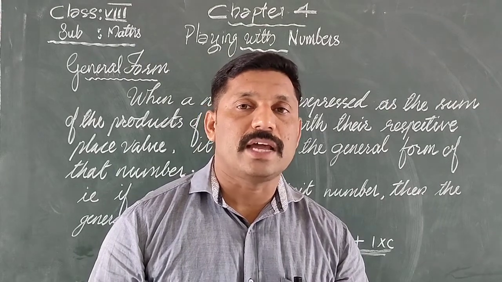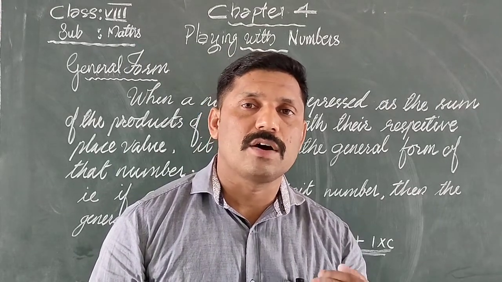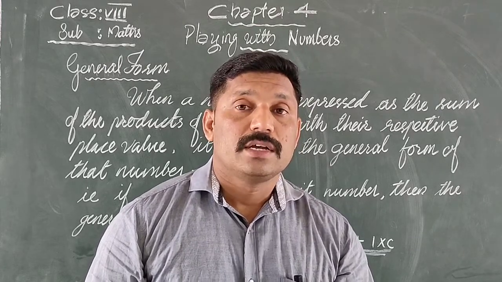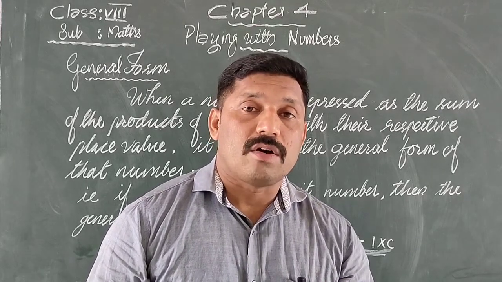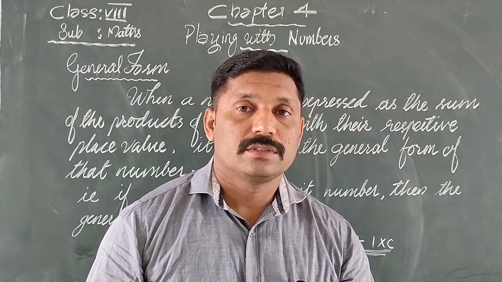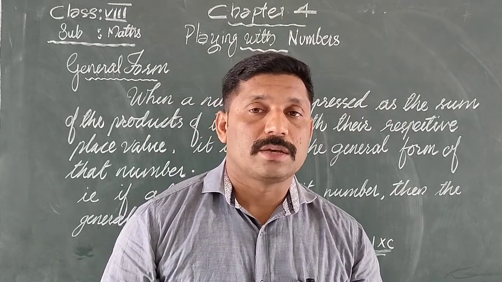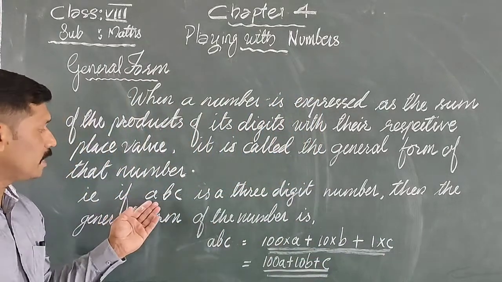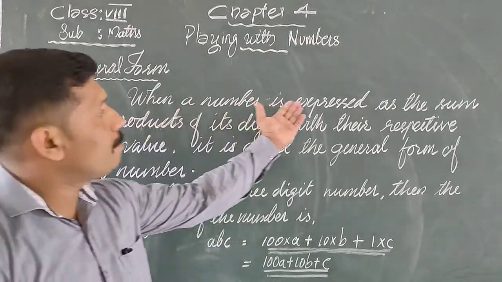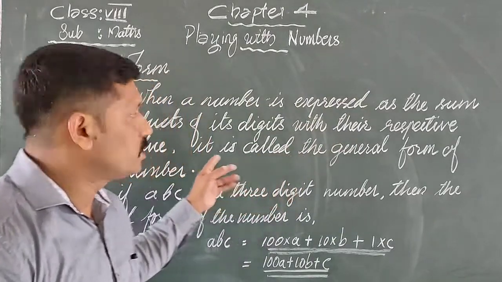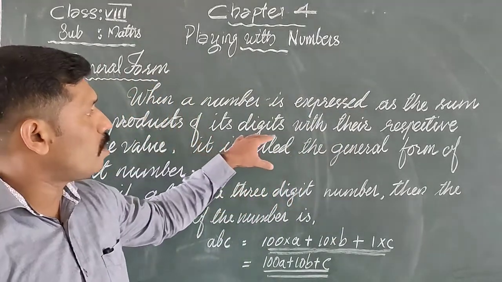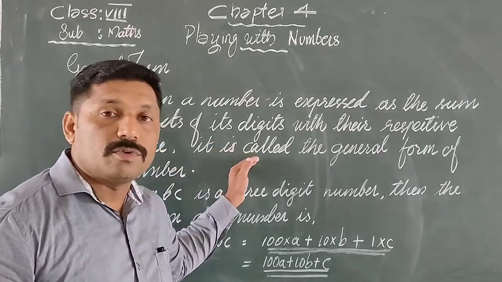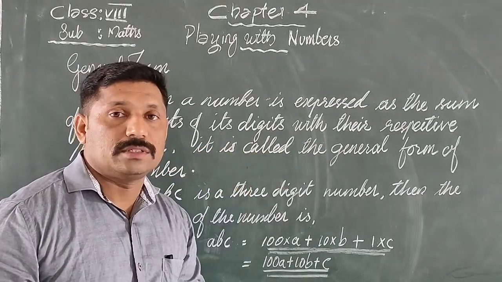It means the expanded form of numbers. Students, in lower classes you have studied what the expanded form of numbers is. That is only called the generalized form of numbers. So it is very simple. Suppose ABC is a number. When a number is expressed as the sum of the products of its digits with their respective place values, then it is called the generalized form of the number.